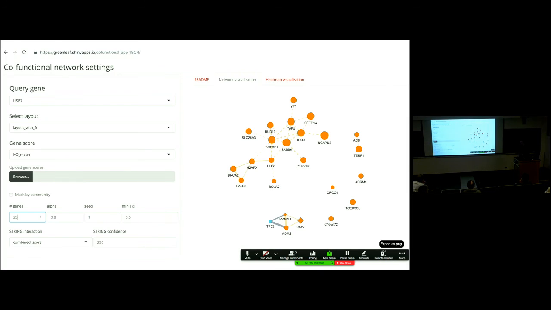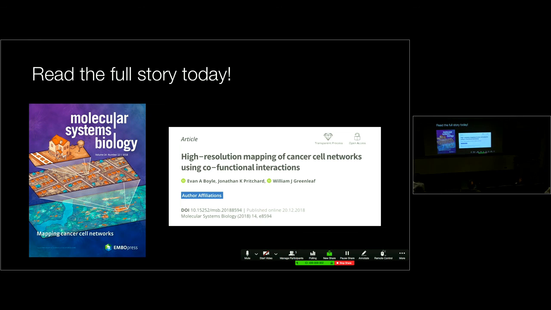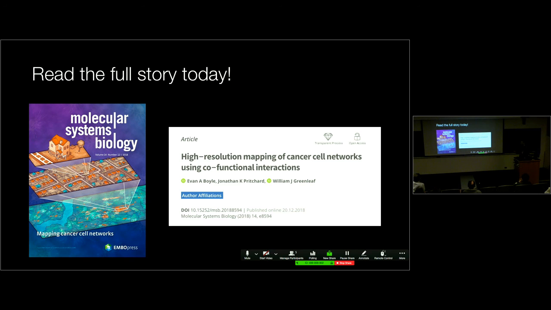But I've also created an app. You can go to this URL and explore the data yourself, fully interactive, and you can annotate it with your own gene scores. And like I said, it is now published in Molecular Systems Biology. We made the cover art, so you're welcome to read it yourself.